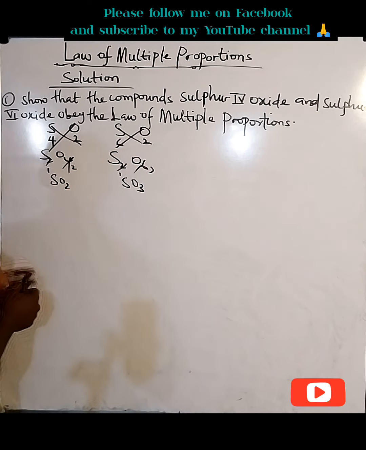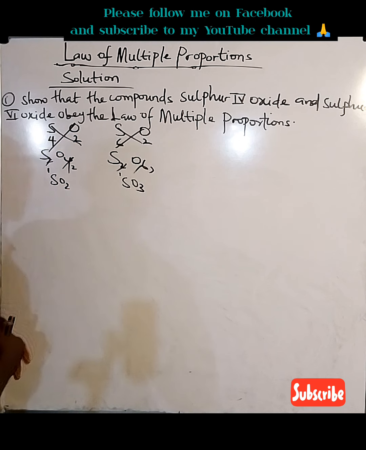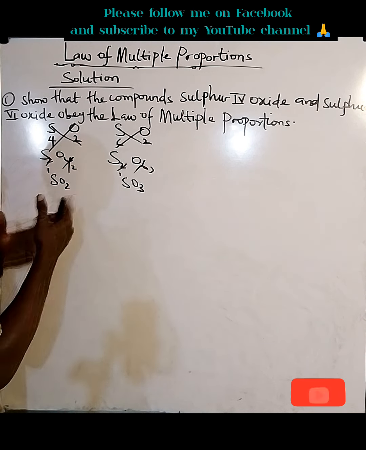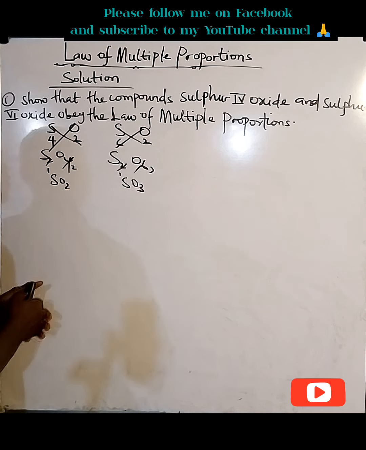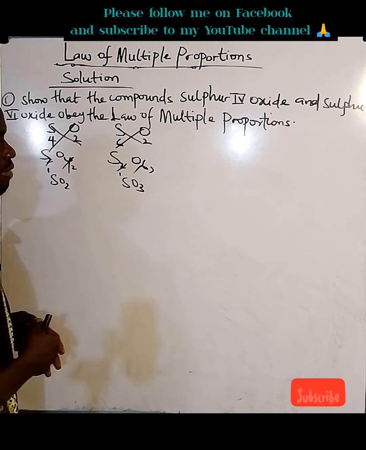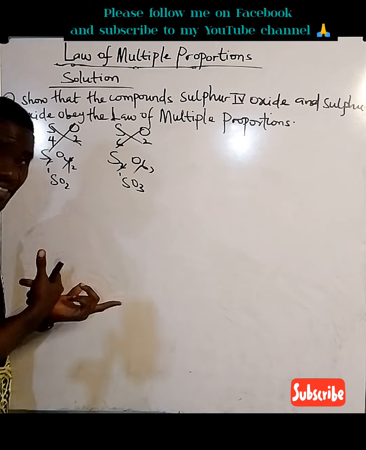So we have these two. How do we show that these two obey the law of multiple proportions? It's quite direct. You can even say 4:6. By the time you work on them, you end up with 2:3. Even 2 atoms of oxygen here with 3 atoms of oxygen is also 2:3. You can see that they obey the law of multiple proportions just by looking at them.